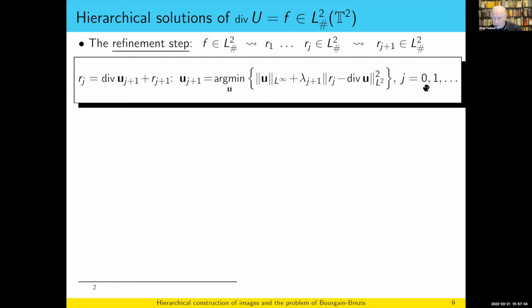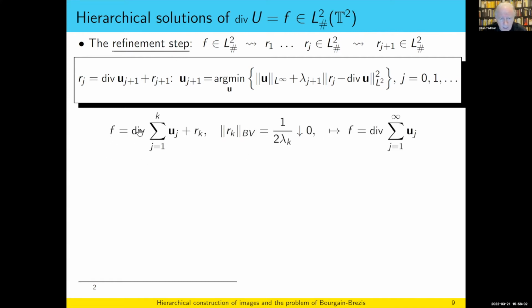And this is exactly what is written here. It's exactly what I told you before. It's the general refinement step. What is the refinement step? You have a residual Rj, you find the next Uj plus 1, and once you find the Uj plus 1, then the Rj consists of the divergence of Uj plus 1 plus the next residual. And this refinement step keeps being iterated. That's what I wrote to you before. So clearly, we will get now that F is the divergence of partial sums plus residuals, and the residual will tend to 0 because the lambda k will tend to infinity. So F is the divergence of something. This is not the question. The question is whether this something is uniformly bounded, and here we have to be careful. Any questions?